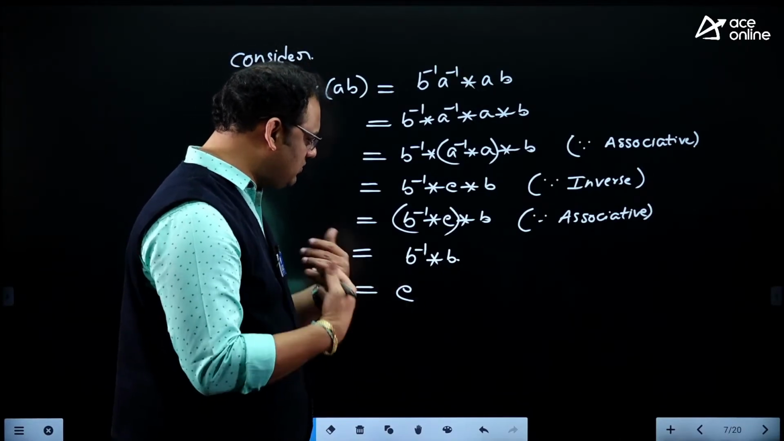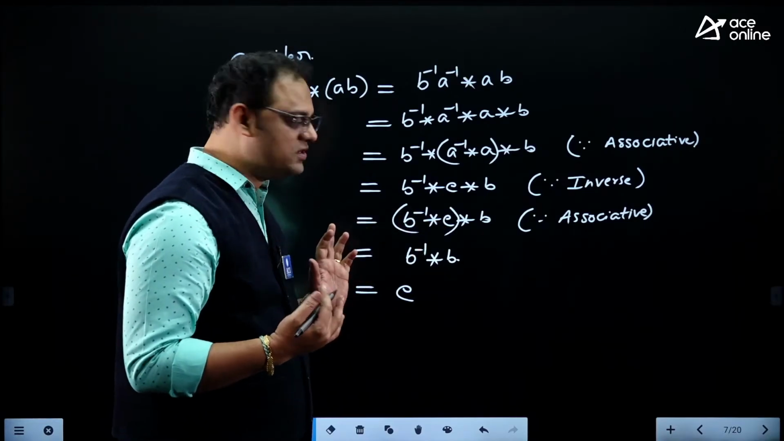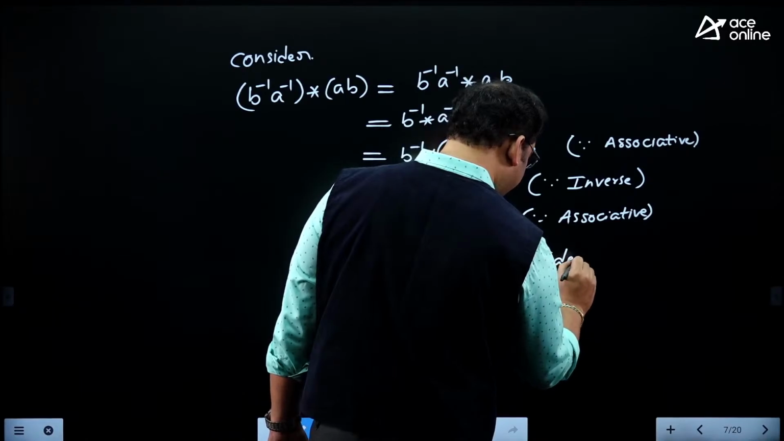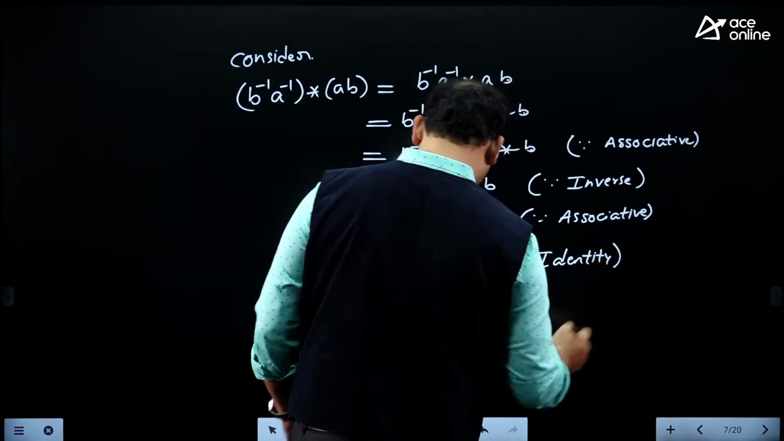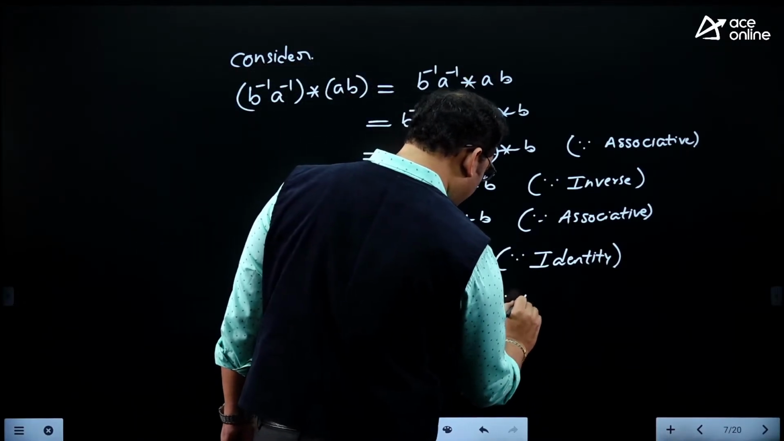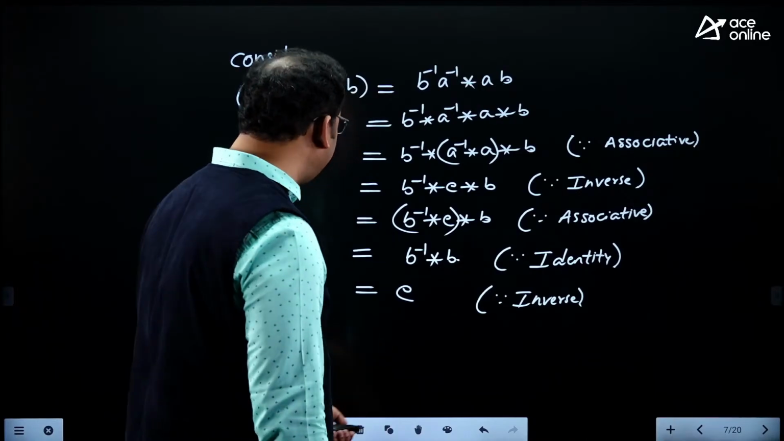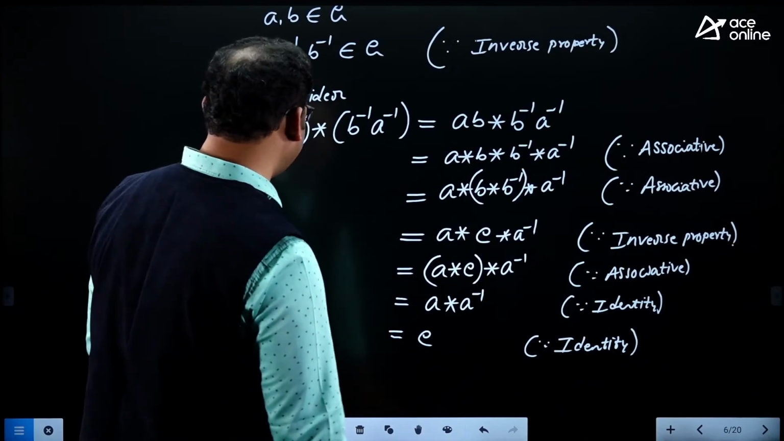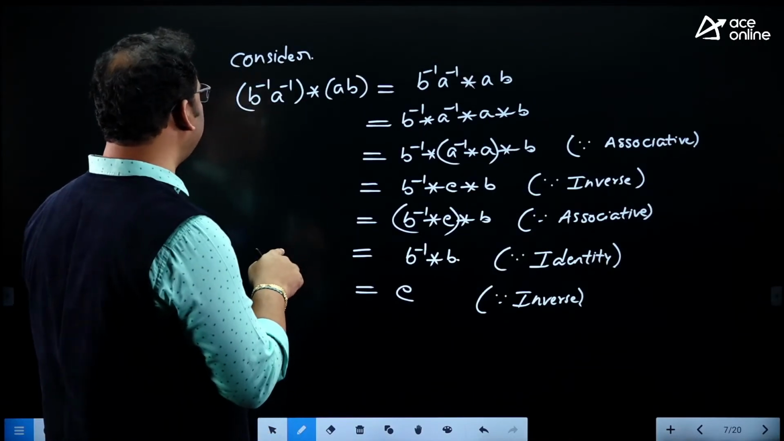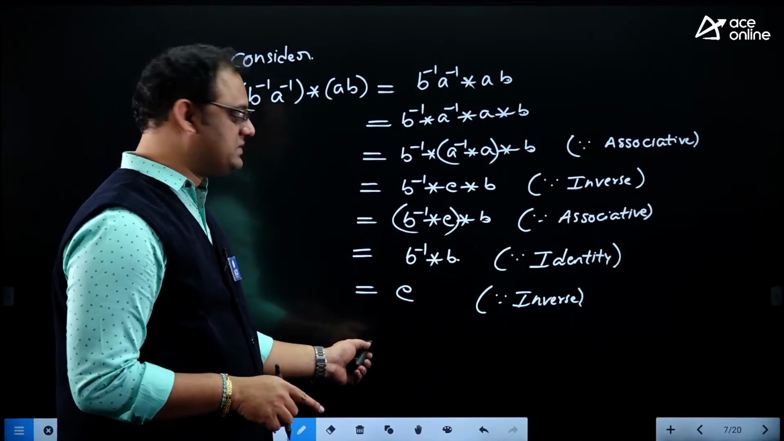And B inverse star E is B inverse. It is nothing but the identity property, just like X star E is equal to X. In place of X, I have B inverse. B inverse star E is nothing but B inverse. And again B inverse star B I got, that is called identity. This is because of our inverse property. My dear, just understand what I did here. First I considered this part, AB star B inverse A inverse, and after that I took the inverse part B inverse A inverse star AB, and in both cases I got the result as identity.